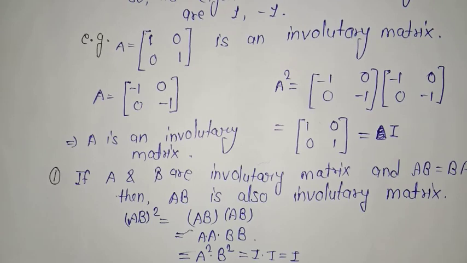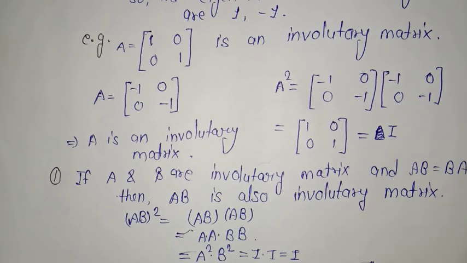So I hope the definition of involutory matrix and idempotent matrix is clear to all of you, and the properties also.